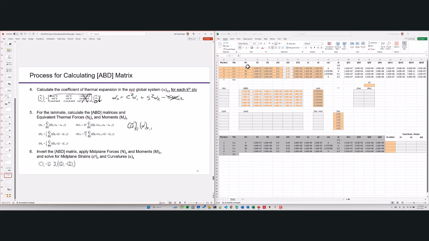I guess I could have said X comma 1, where the second subscript is the ply, times Z1 minus Z naught, and then plus Q bar X2 times alpha X2 times Z2 minus Z1, right? And then plus dot dot dot, keeps going all the way to the nth ply. Now, remember, this is a 3 by 3. This is a 3 by 1. So I end up here with a 3 by 1 when I do that.